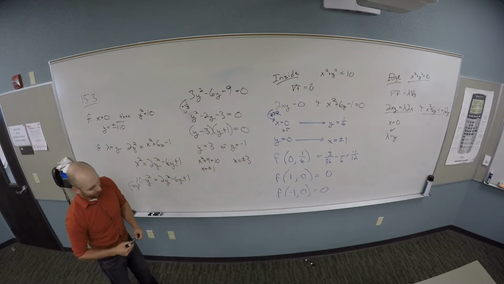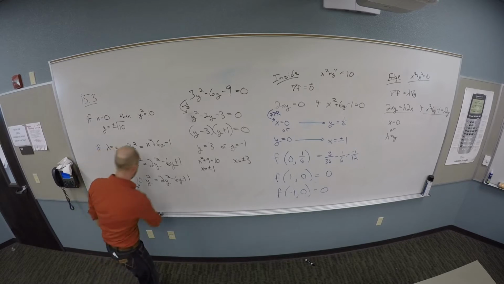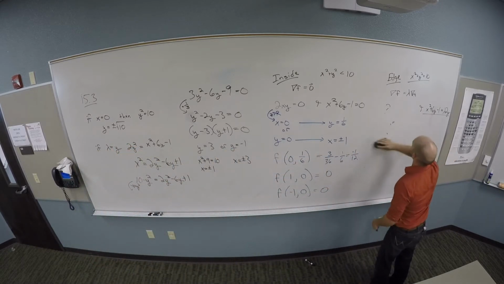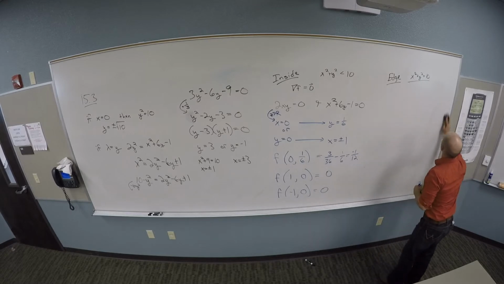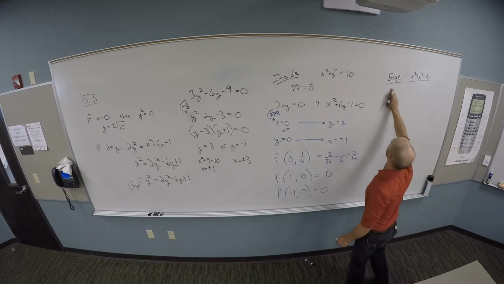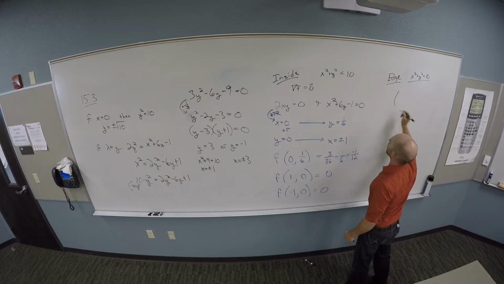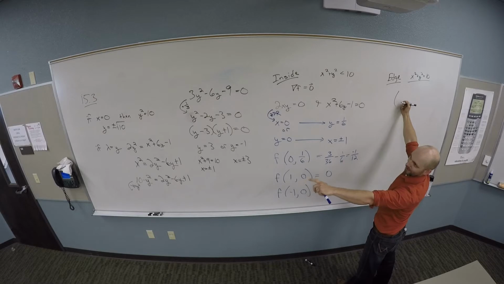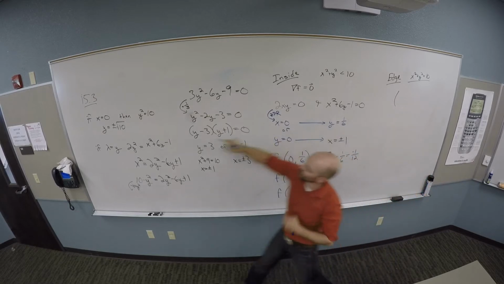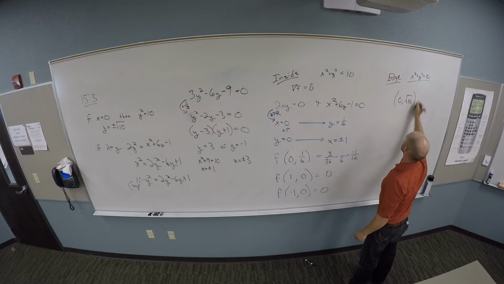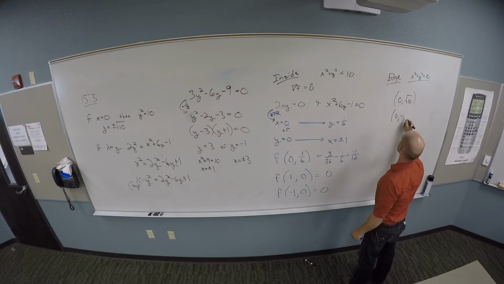Okay, so hang on, I'm going to need to erase some stuff. So on the edge we found points, and they are what? 1, 3, and 0, plus root 10. Okay, so let's start with these first ones. So we got 0, square root of 10, and 0, minus square root of 10.